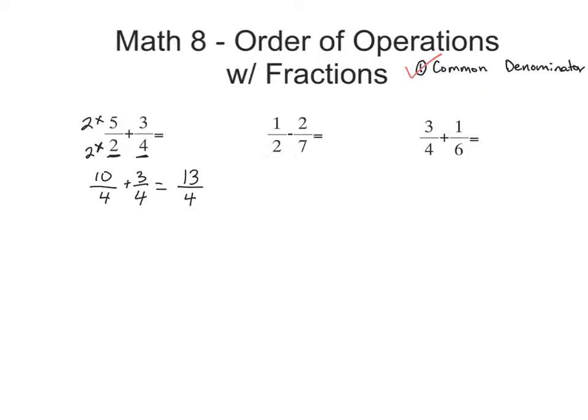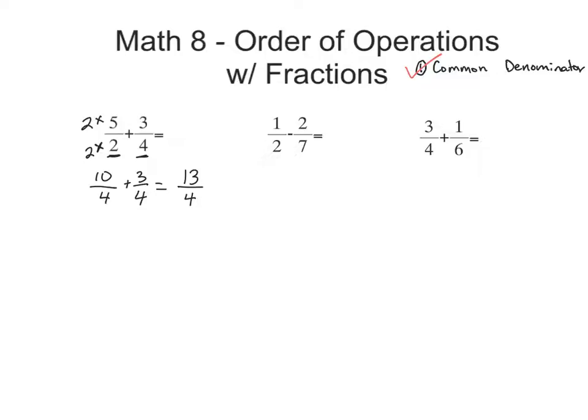Okay, now let's take a look at this next one. We have 1/2 minus 2/7. We're looking for a number in which both 2 and 7 divide evenly. Often the easiest way to figure out the common denominator is to multiply the two numbers together. So 2 times 7 is equal to 14. Therefore, 14 will be the common denominator.